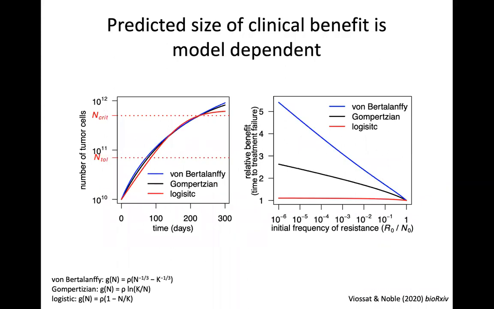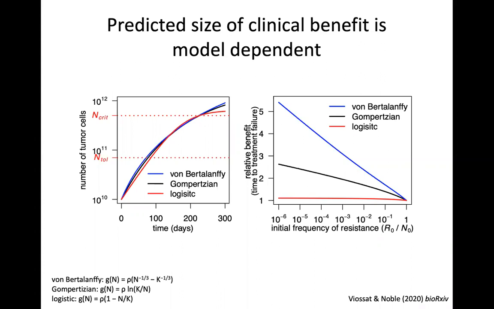However, although that is qualitatively true, quantitatively, if we look at the size of the clinical benefit, that really depends on the nature of this competition between the cells. So here we look at three different kinds of density dependence, which have been used in modeling density dependent populations. And on the left there, you see three growth curves for these three kinds of density dependence. And you can see that those growth curves are rather similar to each other. We've created them so that they resemble each other.